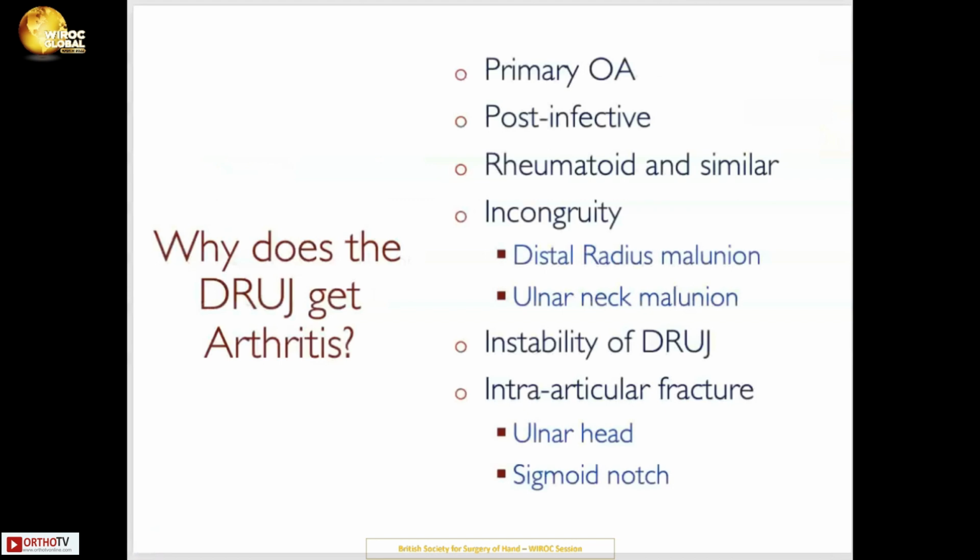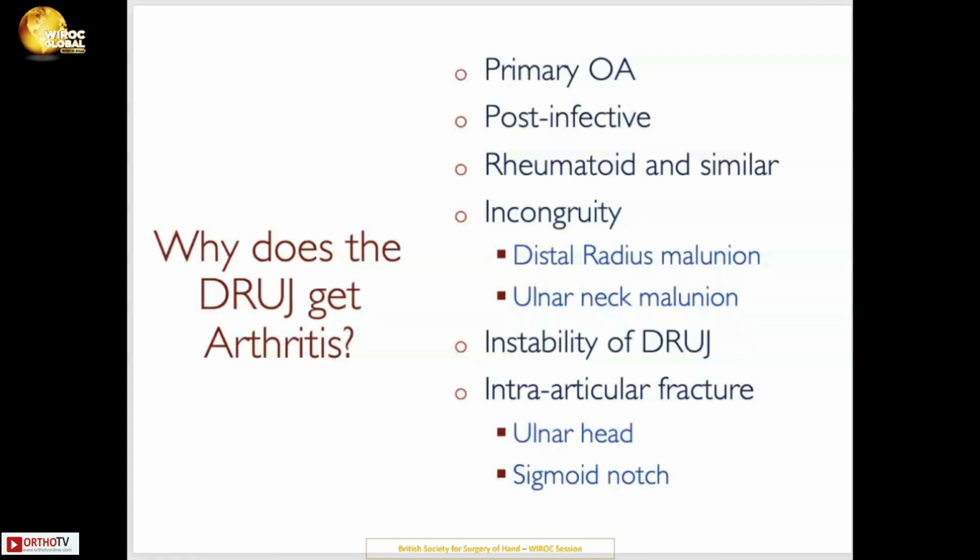Well, most commonly, it's probably primary osteoarthritis. It just happens. Very rarely, it can be after an infection. We've seen that where people have put K-wires, for example, across the DRUJ and they become infected. Rheumatoid will destroy the DRUJ.